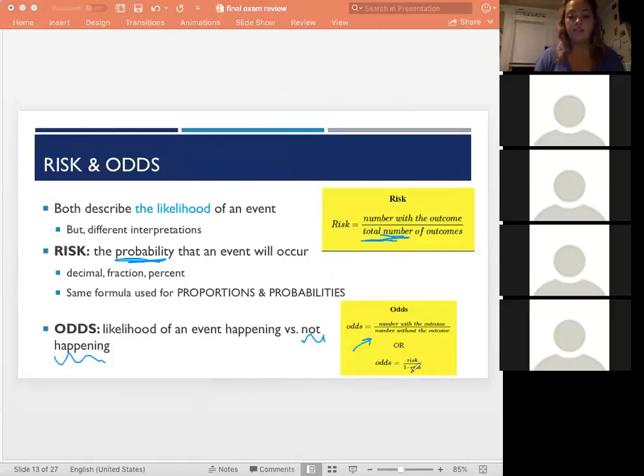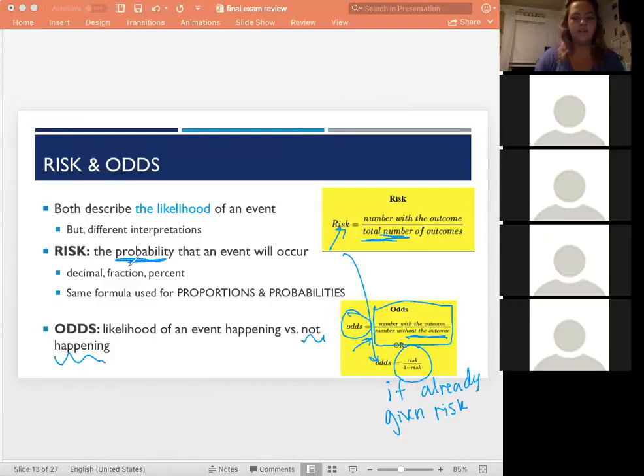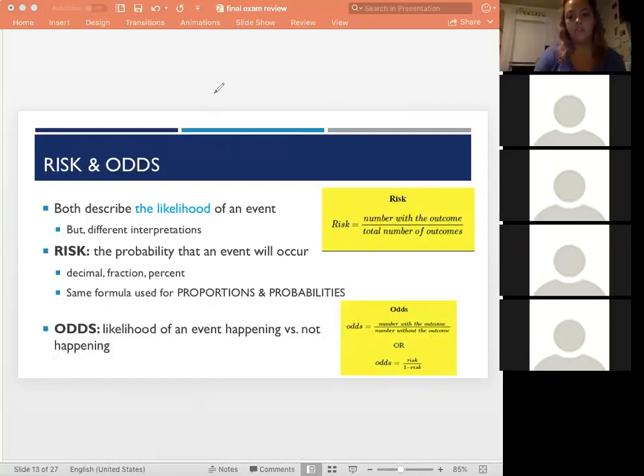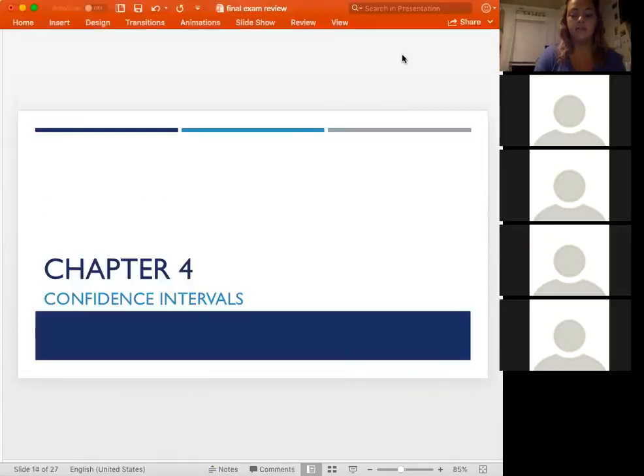So if risk is the probability that something's occurring, that means that 1 minus risk is going to be whatever it is without the outcome, which is why we could also use this equation, only if you're already given the risk. That's when I would use this one. But if you're looking for odds, I wouldn't first calculate risk and then use this equation. I would probably just go straight to this one. It's the most straightforward. So same idea. Like I said, risk is just the probability that something will occur. Odds is the probability of an event happening versus it not happening. So just interpreting them in different ways, giving us different information.